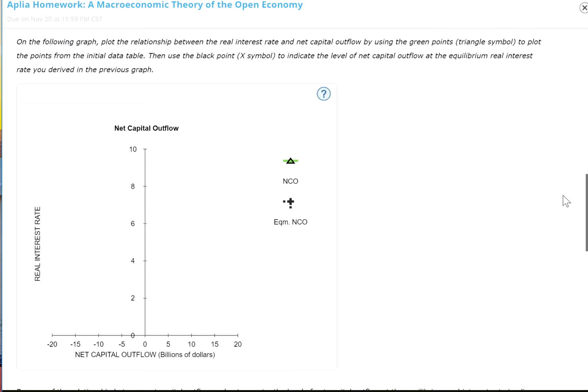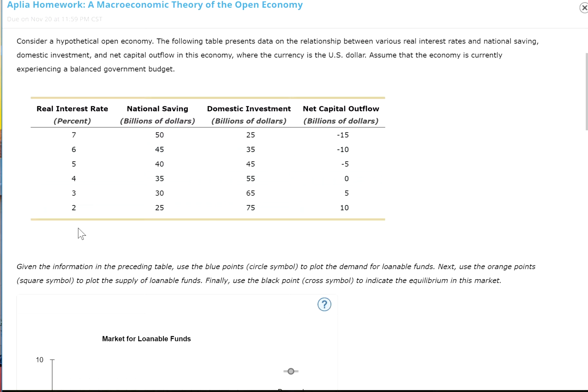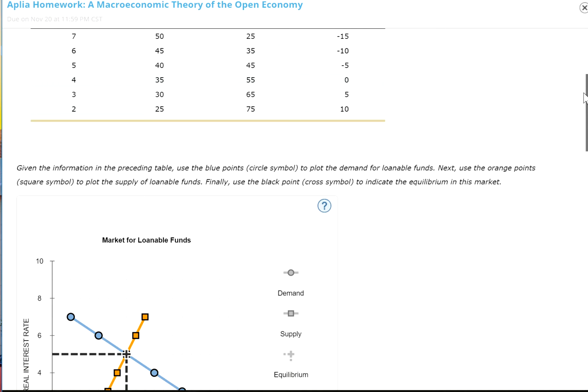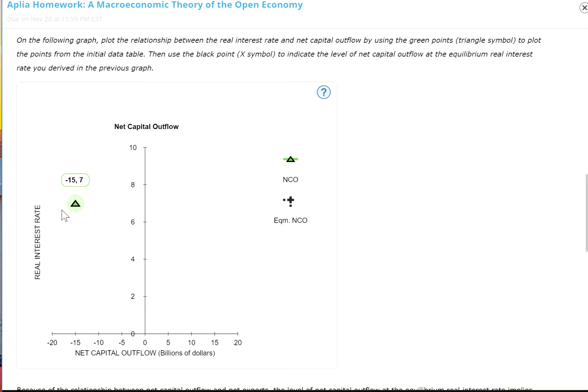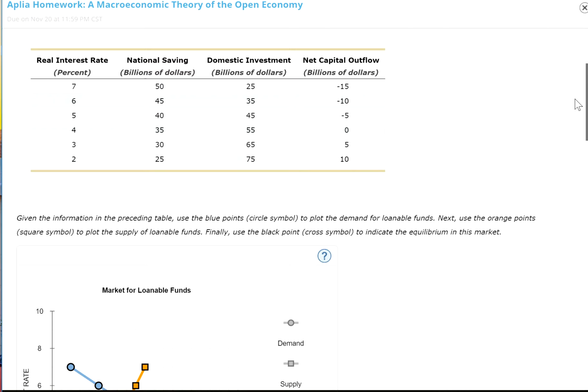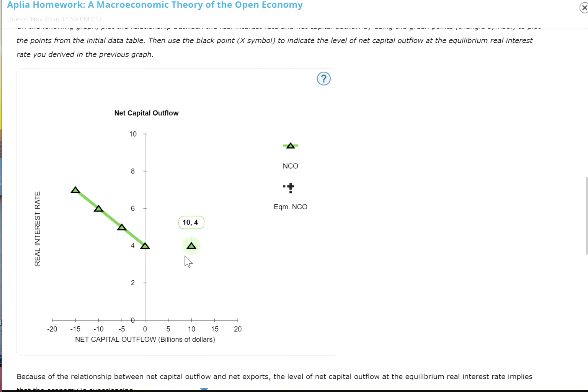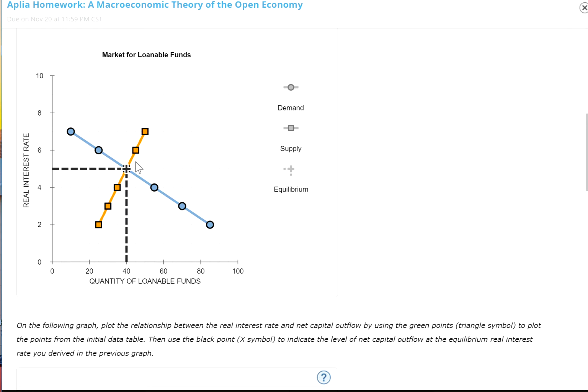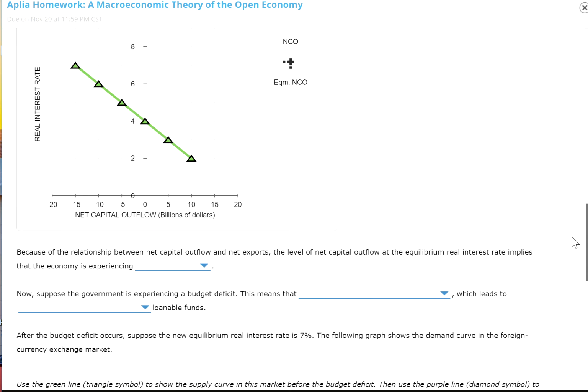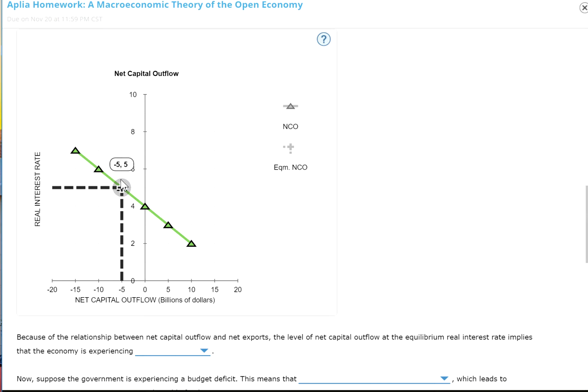And then next, let's do our net capital outflow. Use the real interest rate and your net capital outflow, and graph this table over here. It will be minus 15 at 7, minus 10 at 6, and then minus 5 at 5. 4 and, is it 4 and 0? I want to say 4 and 0. Yeah, 4 and 0. And then 3 and 5, and then 2 and 10. And the equilibrium, we said before, is at the 5% interest rate. So over here, that's equilibrium.